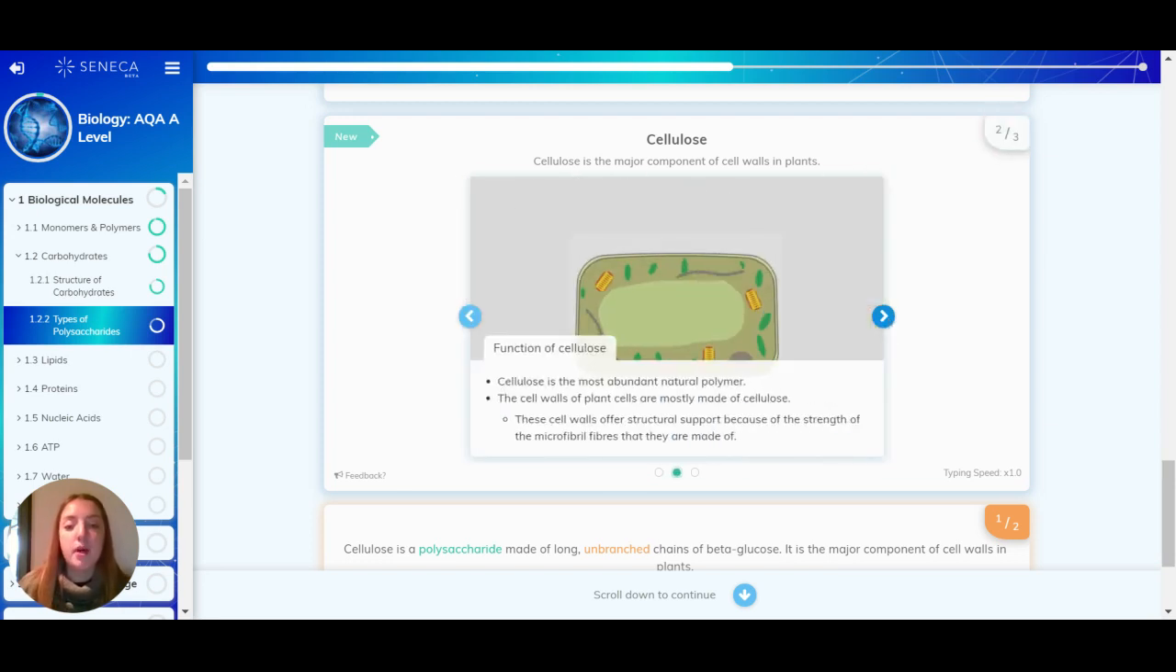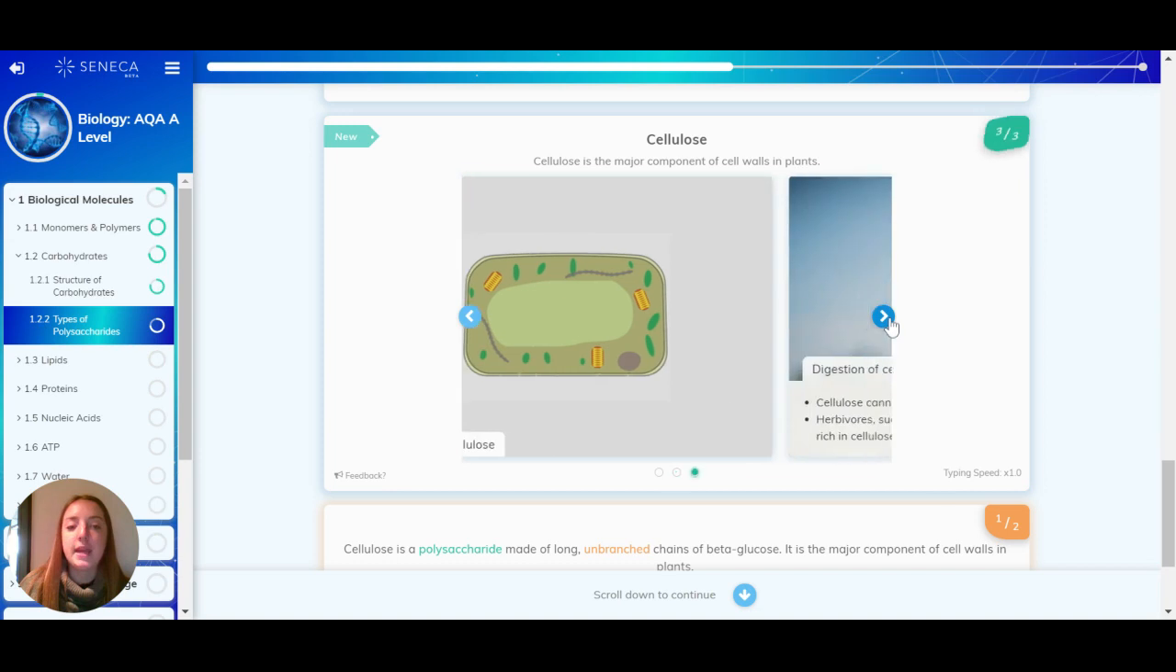Cellulose is actually the most abundant natural polymer that we find, so there's lots of it. If you think about all the plants in the world, all of those in every single cell have cellulose because they have cell walls. The cell walls offer structural support because of the strength of the microfibril fibers that they are made of.